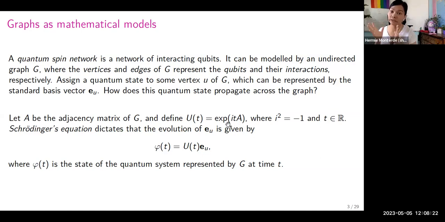It's the exponential of the 0 matrix, which is just the identity matrix. So this gives us U(0) equals I, which is the case, right? Because the initial state is I. All right, so that's just the background of this.